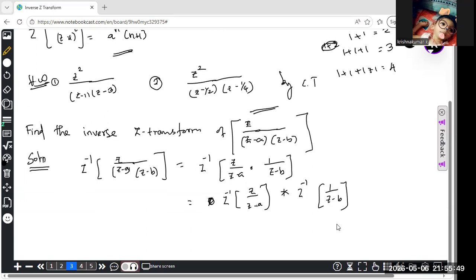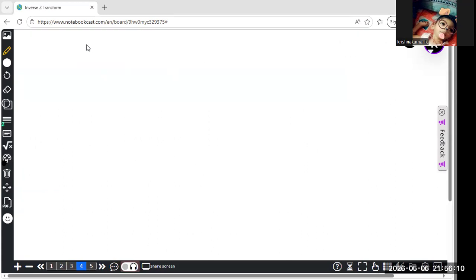So here this will be a simple one because already you know the formula for this one. But what about this one? Here I want to give one important formula for this inverse transform. You just look at that formula. Before discussing the inverse transform of 1 by (Z minus A)(Z minus B), first I want to give one formula for this expression.